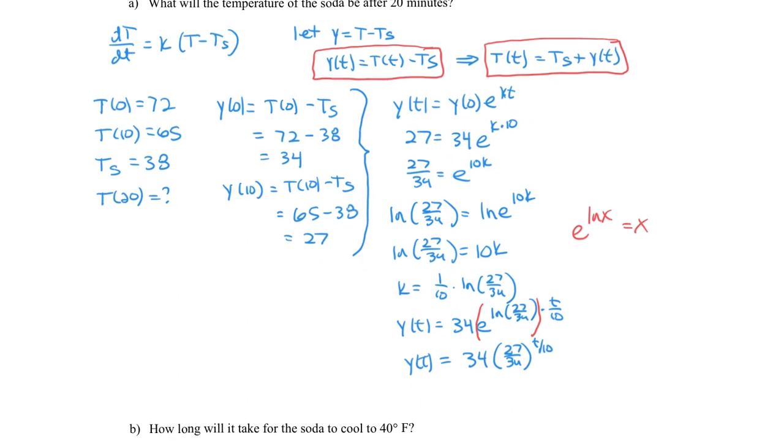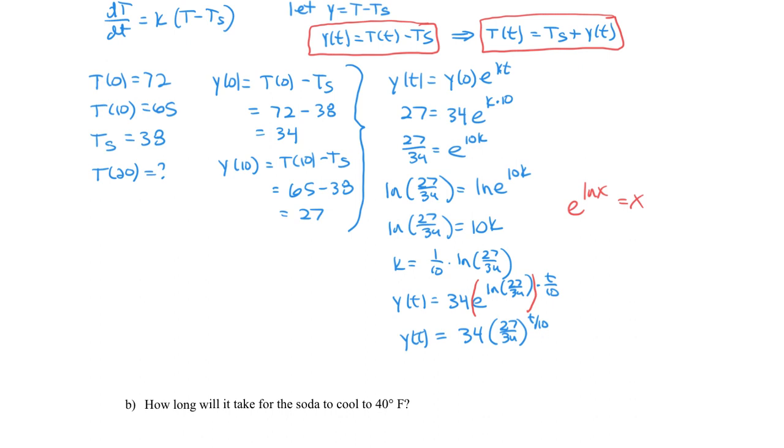So once we have y(t), then we look up here, right? T(t) is just the temperature of the surroundings plus y(t). So here's y(t), temperature of the surroundings is 38. So now we have our model. Our model that we want is the model for the temperature at time t. That's just going to be 38 plus what we just found, 34 times 27/34 raised to the t over 10 power.